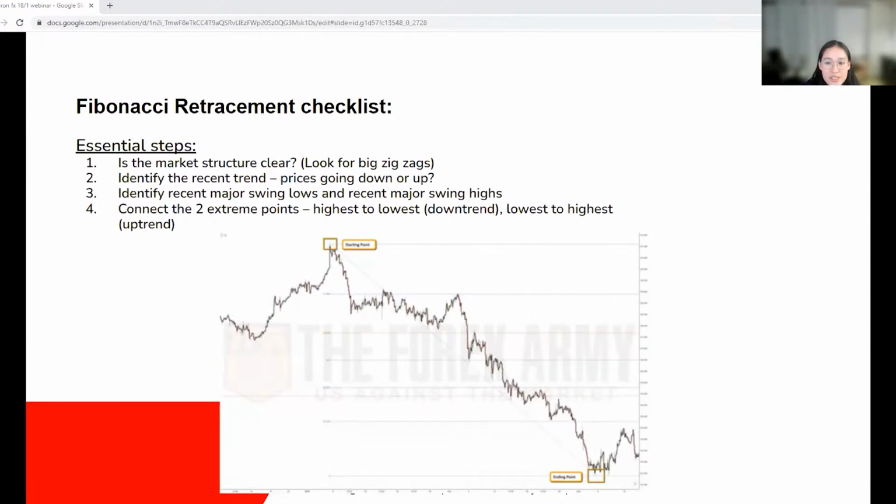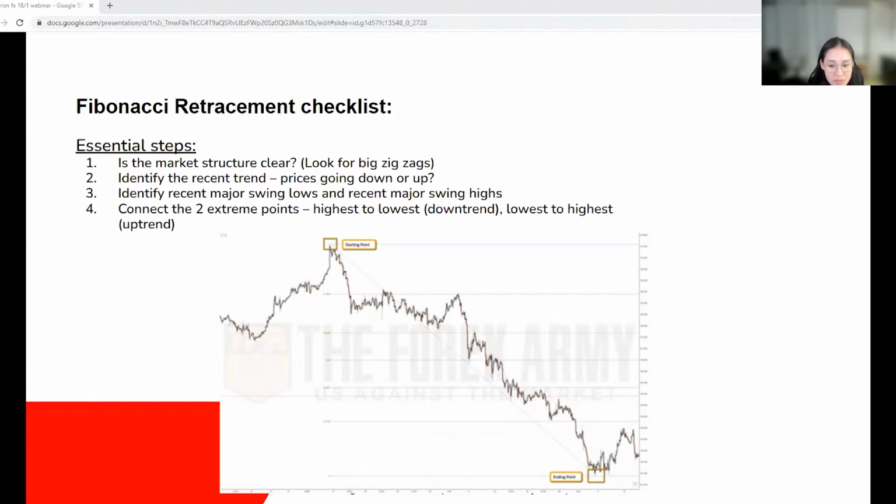Okay, let's begin. Here is a simple checklist to follow when first starting out with Fibonacci retracements and some things to look out for. Firstly, is the market structure clear? We like to look for really big zigzags. I'll show you what we mean in the coming slides. Secondly, we want to identify recent trends. Is the price going up or down? It's important to always follow the general trend. In the image at the bottom, our starting point is at the top and our ending point is at the bottom, so we can see a very clear downward trend.